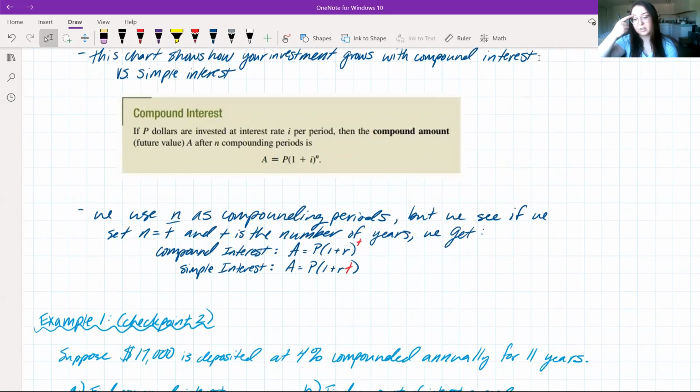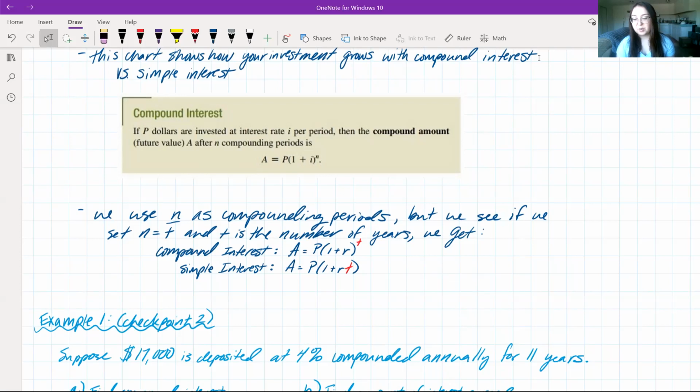So we have, if P dollars are invested at an interest rate I per period, the compound amount or future value A after n compounding periods is A equals P times (1 plus I) to the n power. When we talk about n compounding periods, the periods with simple interest were usually a year, a few months, something along those lines. With compounding periods, we can do anything from a year to monthly, semi-annually, quarterly, or even daily. So it's important to know how often you're compounding within your year-long period.